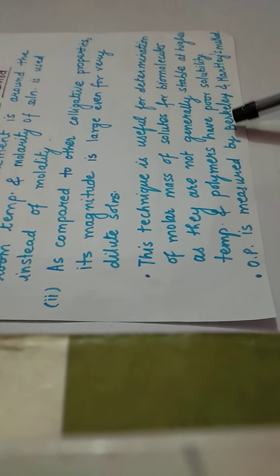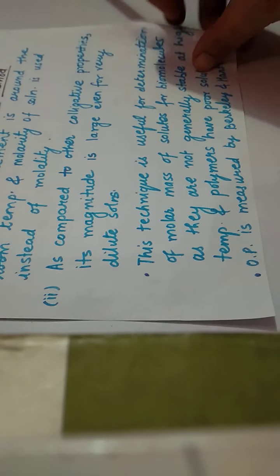You can easily find out the molar mass of biomolecules at room temperature, because children, in other colligative properties you have to either increase or decrease the temperature, and the biomolecules are not stable at higher temperature. So that's why this technique is very good to determine their molar mass. Next one is osmotic pressure is measured by Berkeley and Hartley's method.